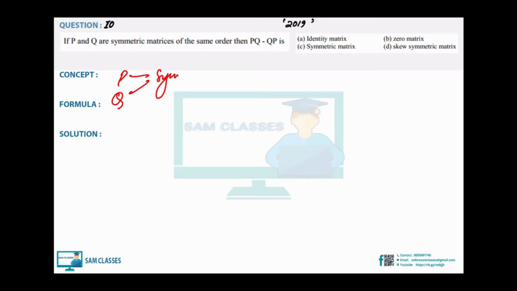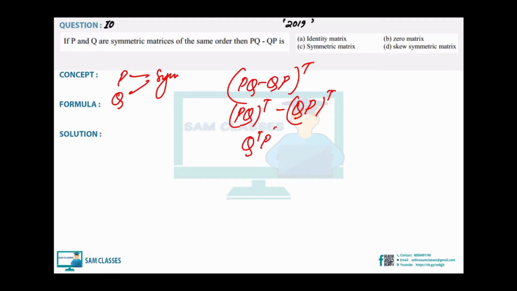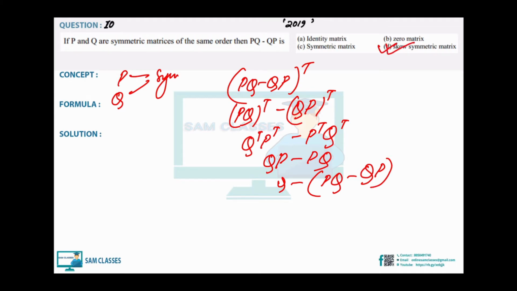Okay. So what do you have to show? PQ minus QP. What do you do? Take the whole transpose. So what will be PQ transpose minus QP whole transpose? So what will happen? Q will come first. Q transpose P transpose minus P transpose Q transpose. Now we already know they are symmetric. So it will be what? QP minus PQ. Take minus common. So what you'll get? PQ minus QP. So what you can see, this is skew symmetric, already discussed in the concept video. Directly you can memorize it, and it is always valid, so you can solve it.